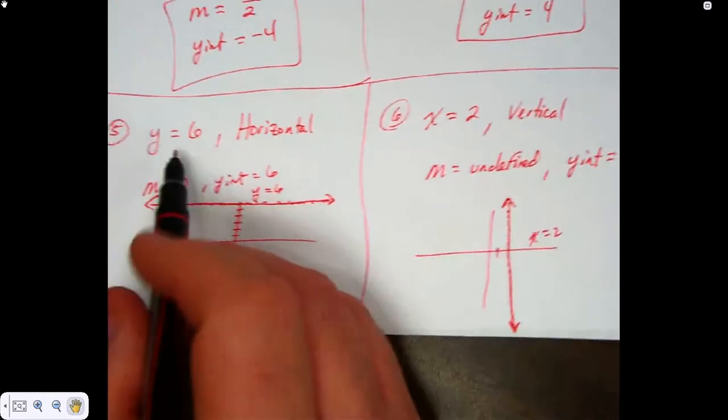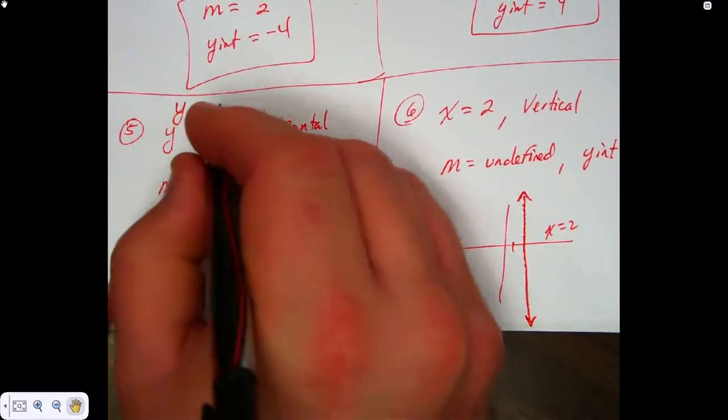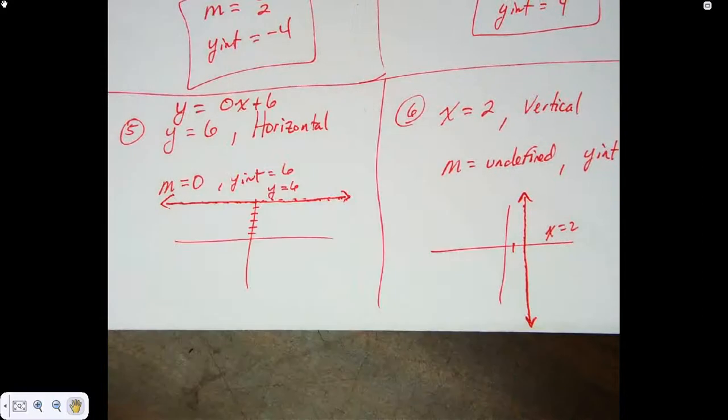However, this you can kind of think is in slope-intercept form. It's in the form y is equal to 0x plus 6, isn't it? What's 0 times x? Anybody? 0 times anything, 0, and 0 plus 6 is just what?